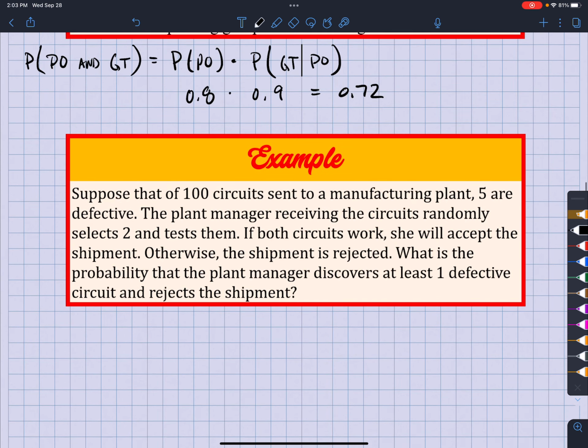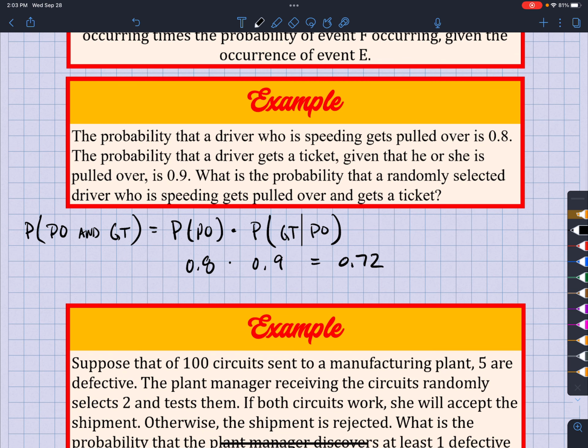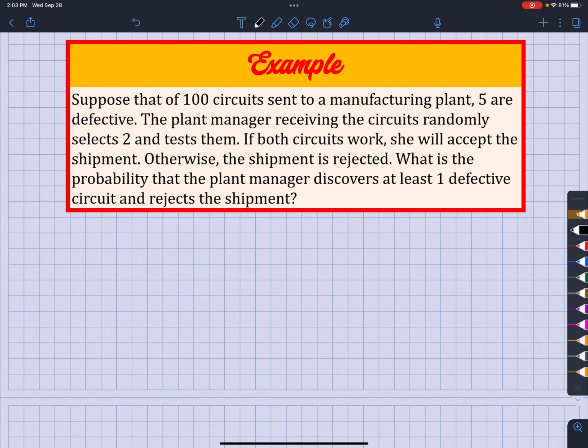All right, how about this one? This one was nice to us because everything was given to you, so it's a lot easier just to throw it in there. Now this one here: suppose that of 100 circuits sent to a manufacturing plant, 5 are defective. The plant manager receives the circuits, randomly selects 2, and tests them. If both circuits work, she will accept the shipment. Otherwise, the shipment is rejected. What's the probability that the plant manager discovers at least one defective circuit and rejects the shipment?